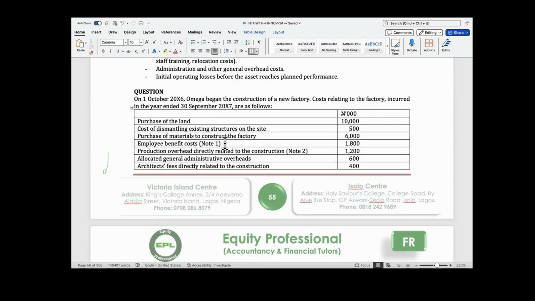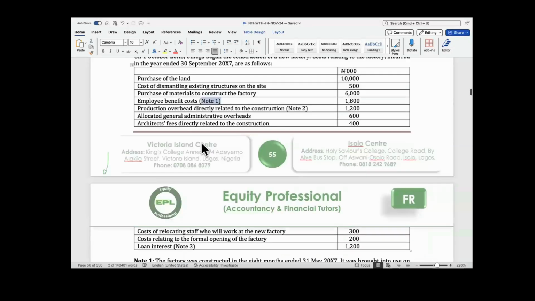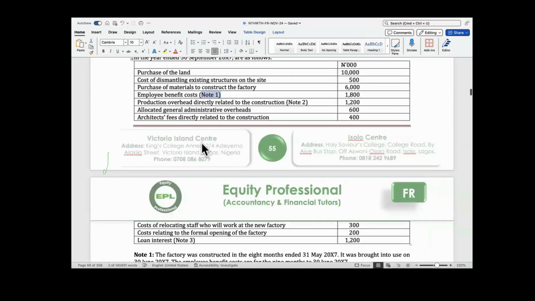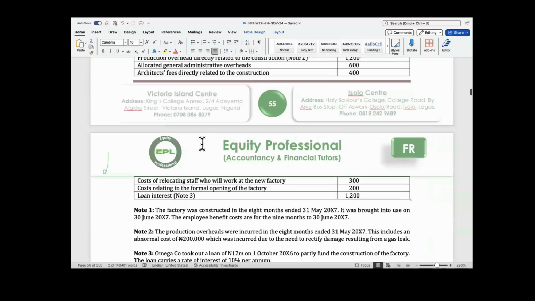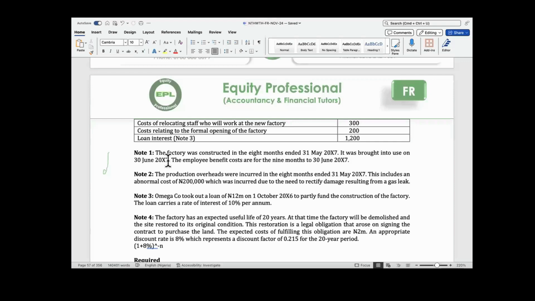So we need to go to the notes, note 1. This states that the factory was constructed in the 8 months ended 31st May 2007. It was brought into use on 30th June 2007. The employee benefit costs are for 9 months to 30th June 2007. Okay, this is what I was looking for. So that means they used 8 months to construct the factory. The construction ended in May 2007, and they started using it in June.